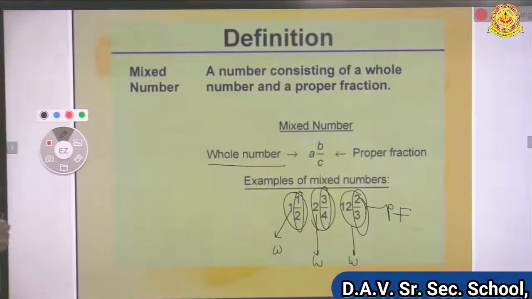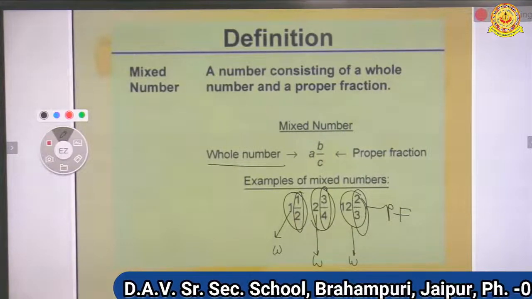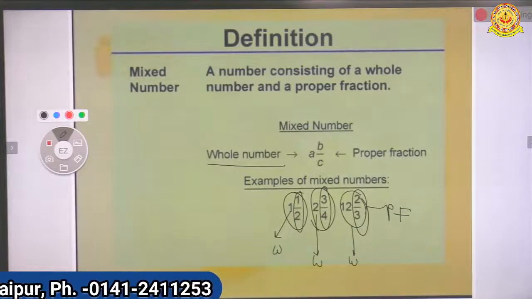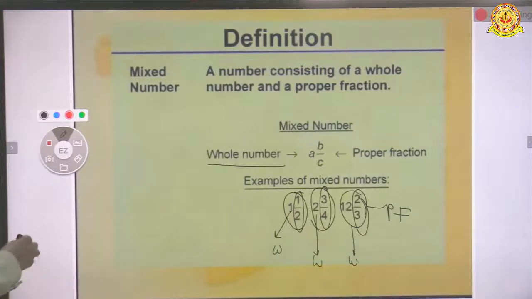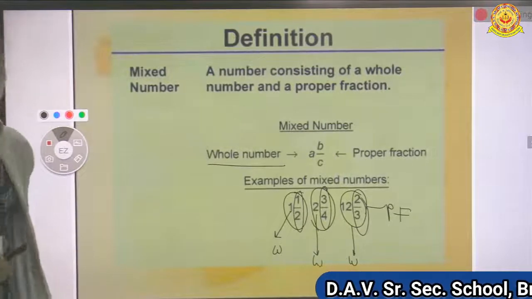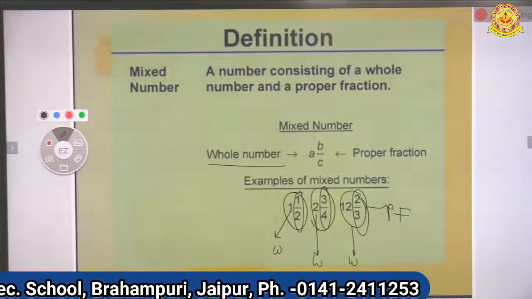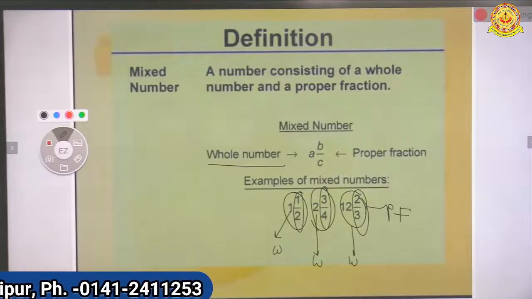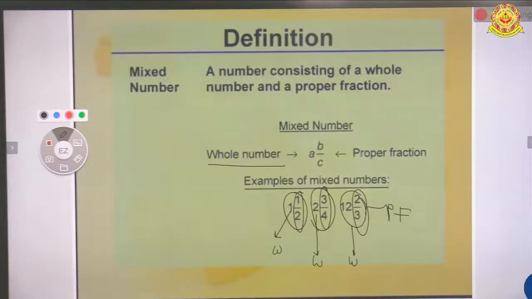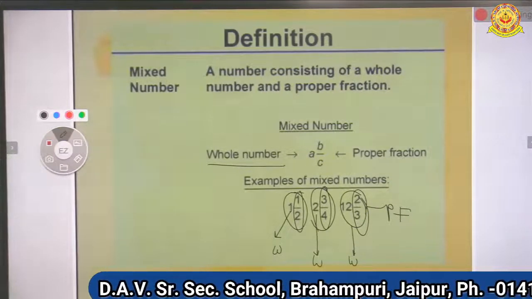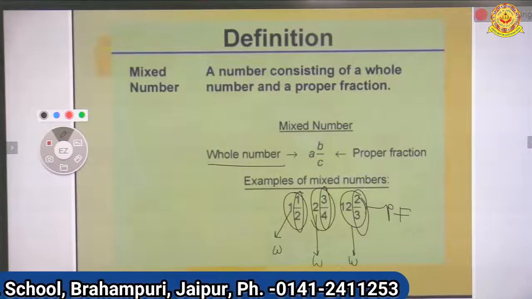How do we convert to a mixed fraction? Does anyone of you know? Just tell me if you know. How do we convert any improper fraction into a mixed fraction? By the help of what you said, Jadeep, right now? Divide, you said. So with the help of division we can convert any improper fraction into a mixed fraction.